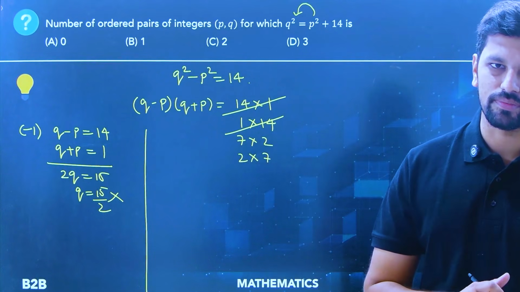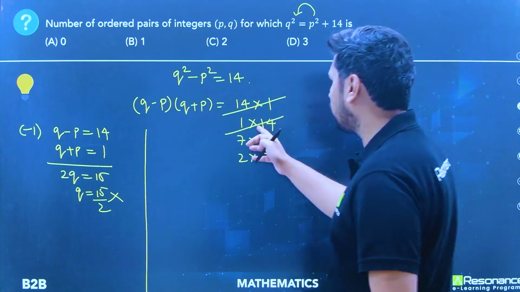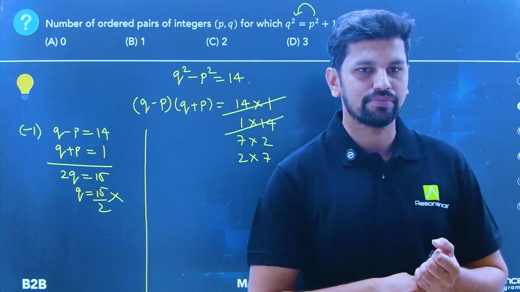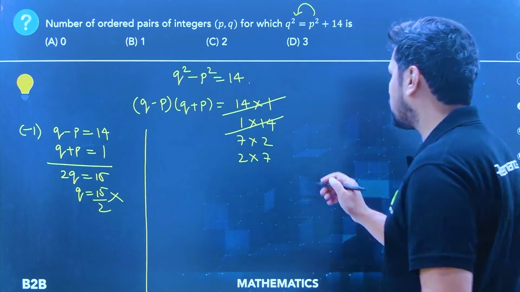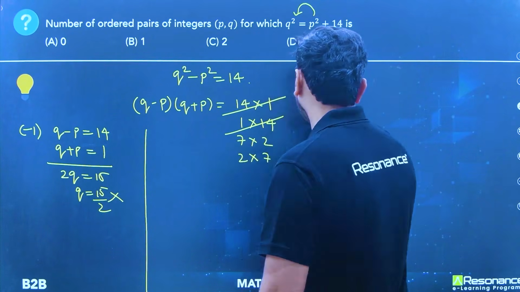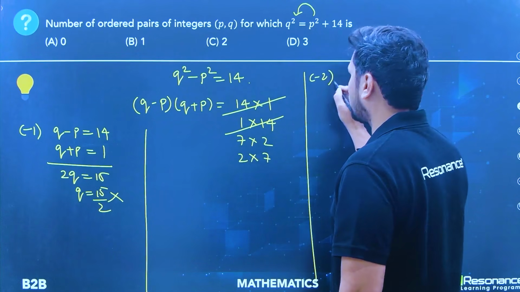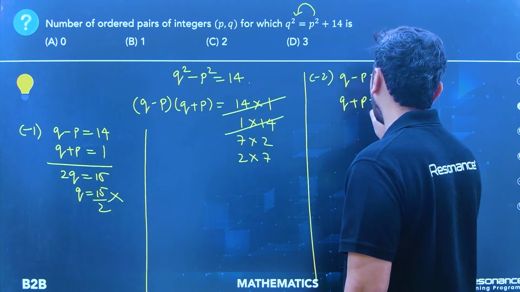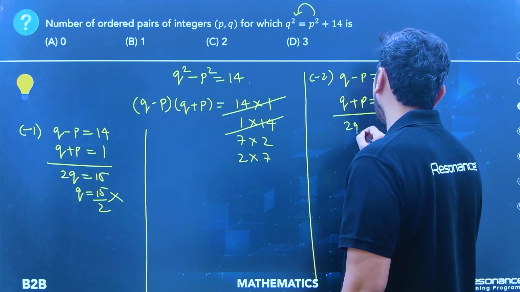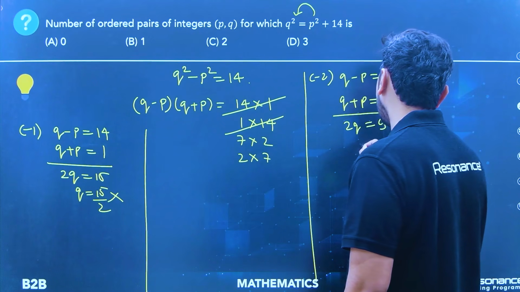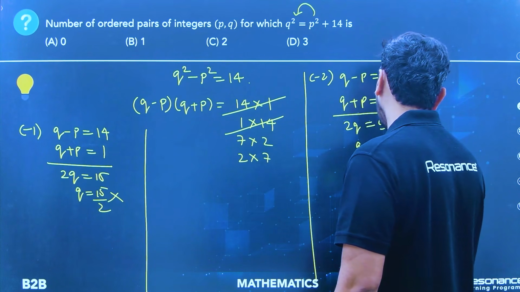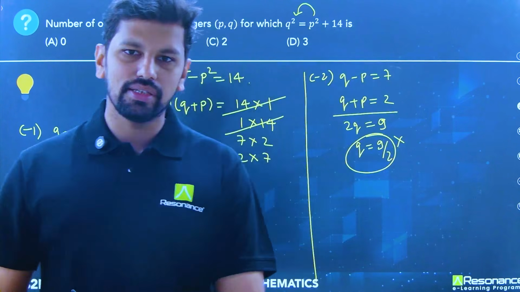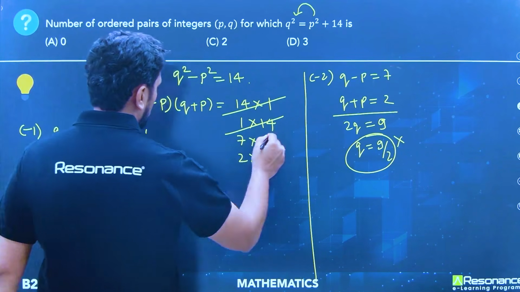Correct or not? Because in both the cases, I will take this as 1, this as 14. When I add these two, I will get 15. Okay. Let's check the second case here. Case number 2: q minus p equal to 7, q plus p equal to 2. Again, when I add these two, I get 9. So q equals 9 by 2. Again, this is not an integer. Correct? So again these two cases got cancelled.